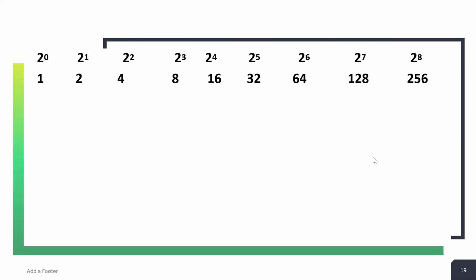And when we have three inputs, we can take 8 characters. Yeah, 8 characters. Clear? The other case is that when we have 4 inputs, we can take 16 characters.